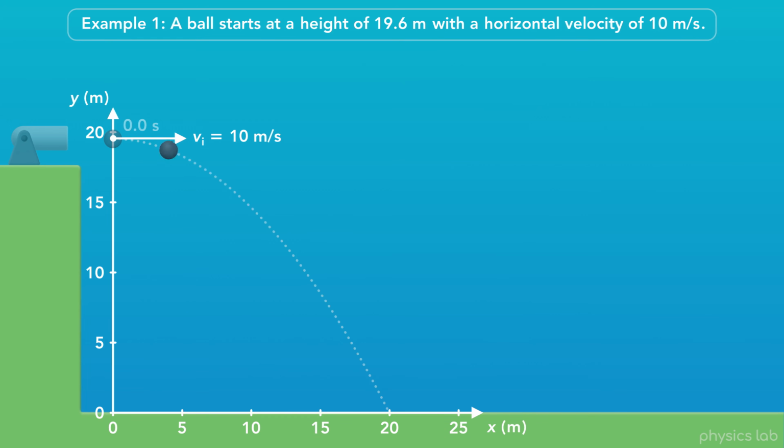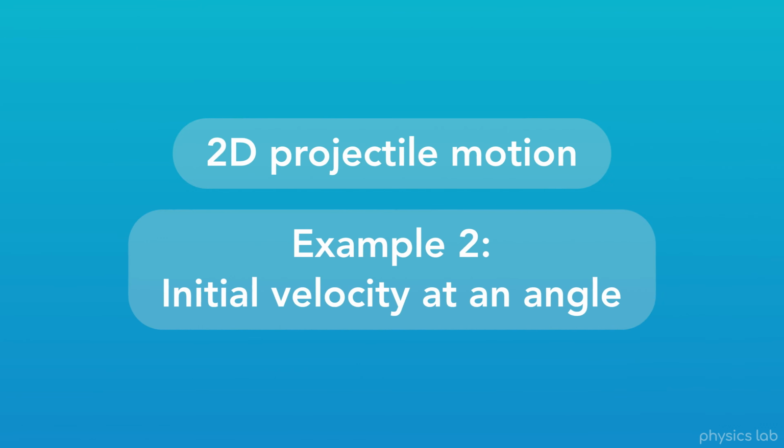Alright, so that's an example of two-dimensional projectile motion where an object starts at some height with a horizontal velocity. Now let's look at one more example where an object has an initial velocity at an angle. We'll go through this one faster.